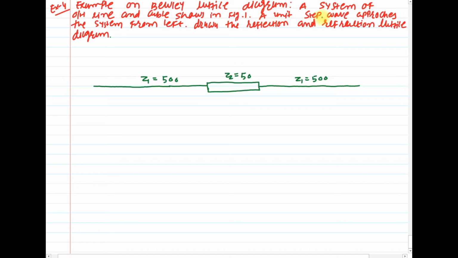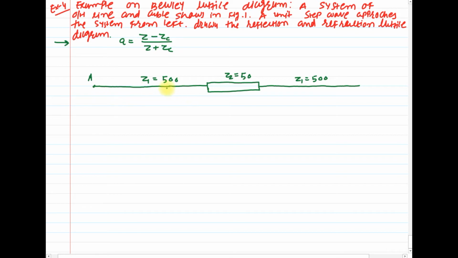Here it is given that a unit step wave approaches the system from the left, that means from the point A. If you wish you can write over here point A. So first of all we need to calculate the reflection and refraction coefficient for this diagram. We know very well in advance that the equation of the reflection coefficient A is equal to Z minus ZC divided by Z plus ZC.